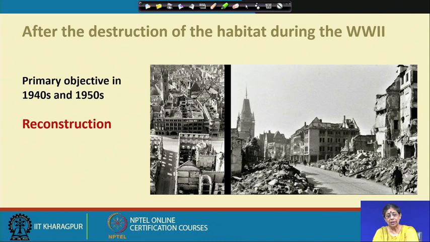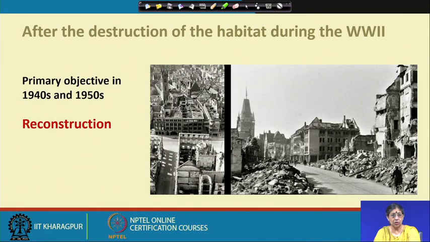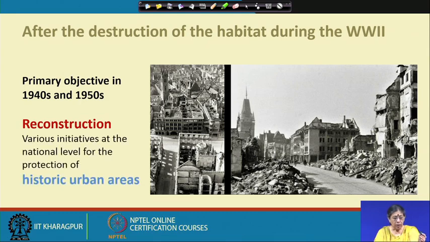Many of the European cities started reconstructing or new development in the old areas, but many of these cities went back to reconstructing that area, keeping the historic fabric. We have seen Warsaw, which is a very unique example, but there are many other examples. So there was a realization that it's not only the monuments we should talk about, the monument is a part of a larger area or historic fabric, and various initiatives at the national level for protection of historic urban areas happened since that time.